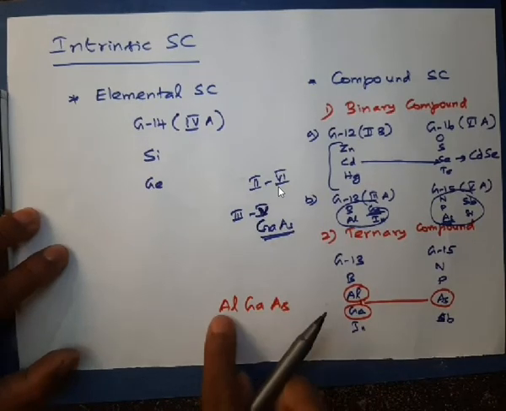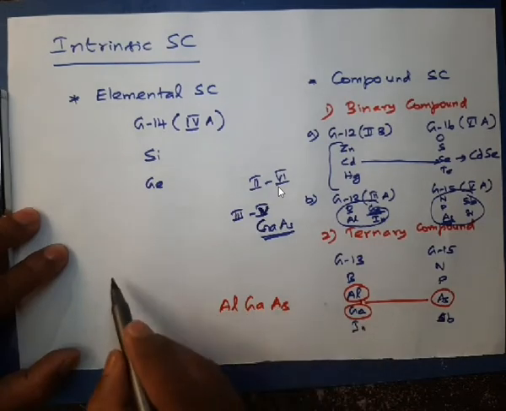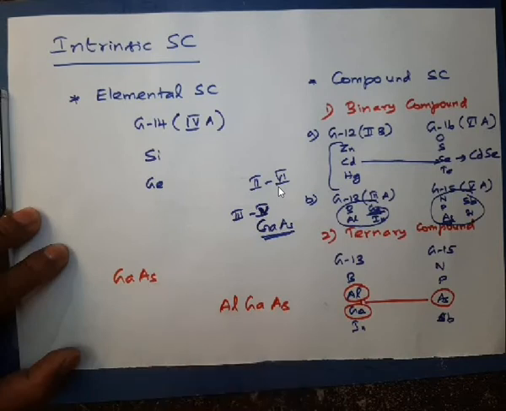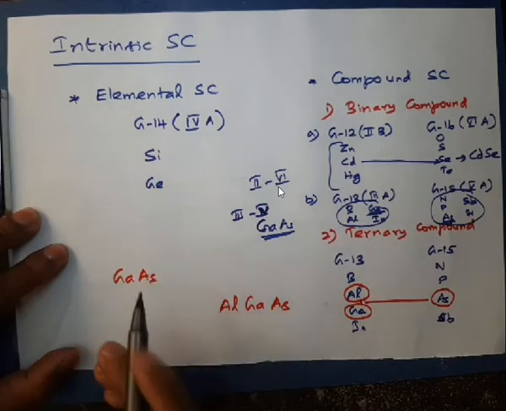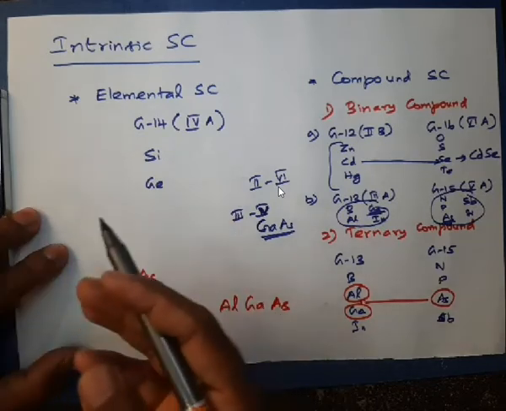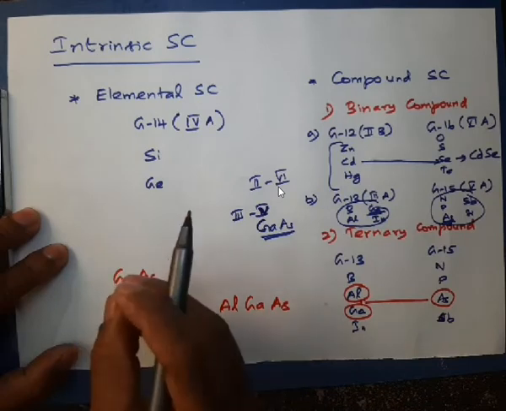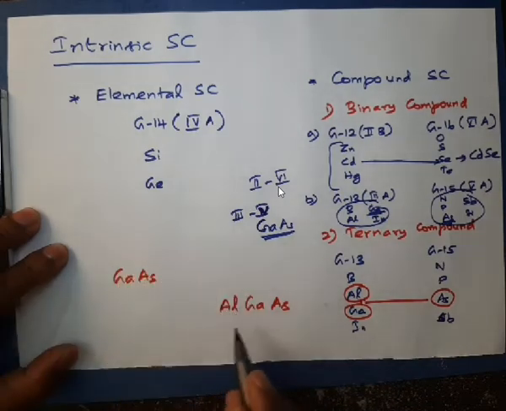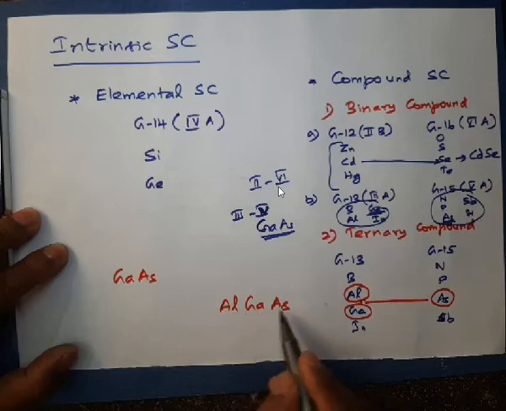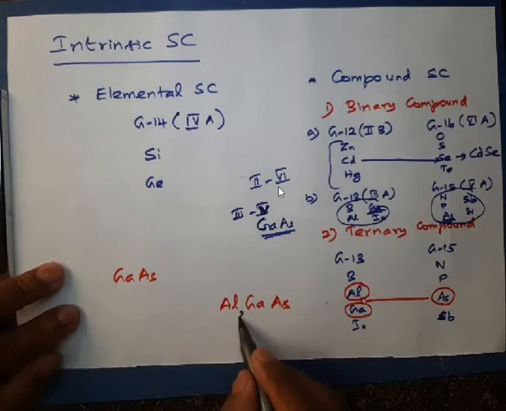Actually, how we prepare this compound is we take pure gallium arsenide, remove some number of gallium atoms and replace them with aluminium. Some number of gallium atoms are replaced by aluminium, so you get aluminium gallium arsenide. So the formula of aluminium gallium arsenide is, if aluminium has X fraction in the material, then gallium is supposed to have 1 minus X fraction.